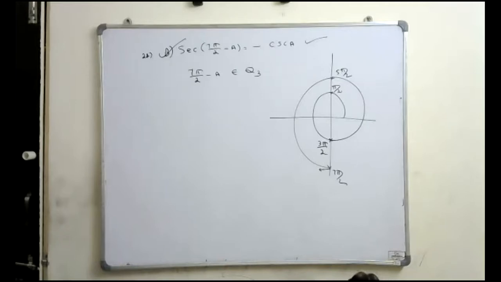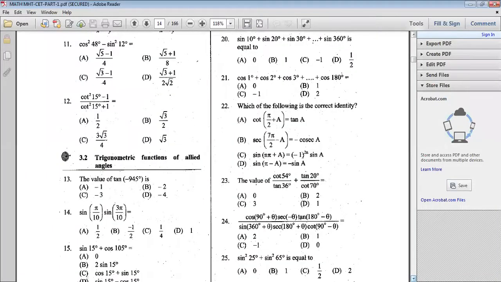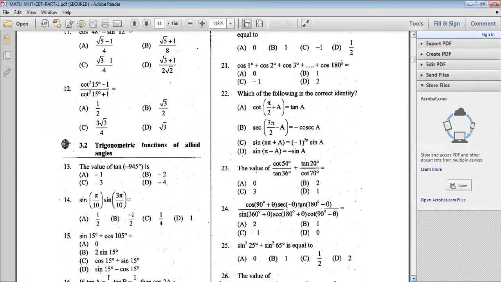Completed. Yes. Look at the next problem. 23rd. Sir, what about third option? So third option is not correct.